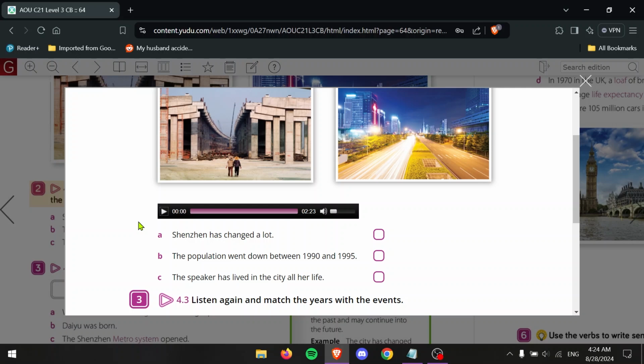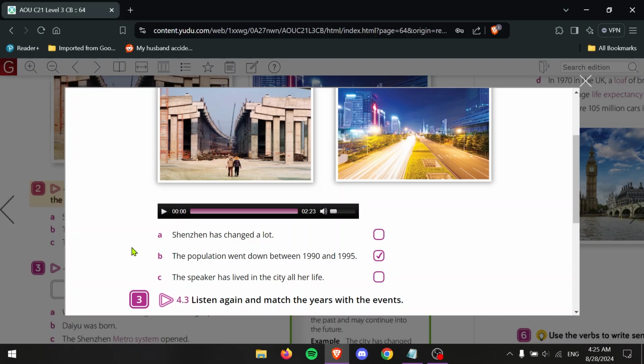The population went down between 1990 and 1995. Is this true or false? That is false. It actually went up. I believe it went from 1,240,000 to about 4 million, give or take. So this one is clearly false. For C, the speaker has lived in the city all her life.